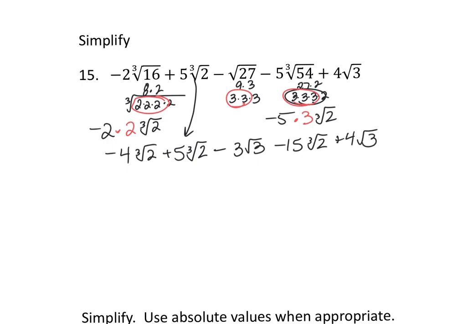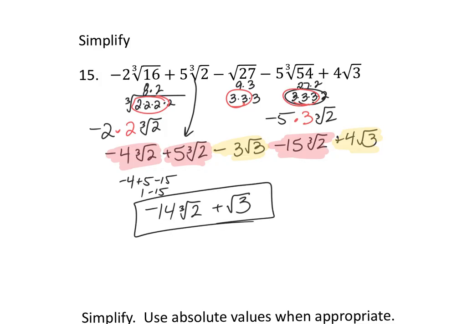Now let's find my like terms. I have negative 4 cube root 2's plus 5 cube root 2's minus 15 cube root 2's. And I'm just going to add up the numbers in front. Negative 4 plus 5 minus 15. Negative 4 plus 5 is 1. 1 minus 15 is negative 14. And what was I counting up? Cube roots of 2. And then with my square root 3, I have negative 3 square root 3 plus 4 square root 3. That's going to give me plus 1 square root 3. You can write the 1 if you want, but I don't usually.